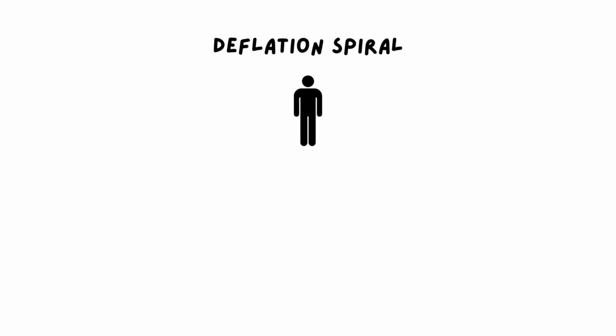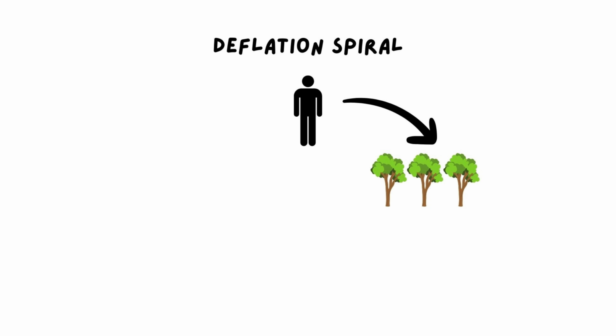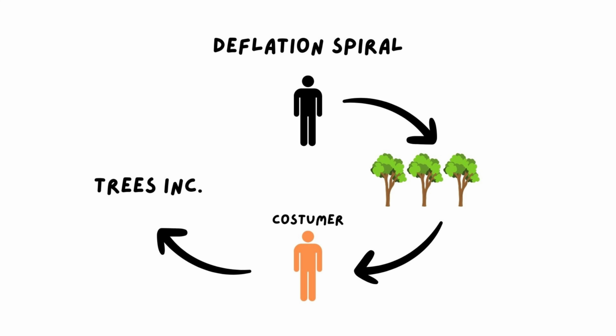A deflationary spiral is pretty simple. It all starts with you, this little guy. Let's say you work growing trees for a living. These trees then get sold to customers who pay the business in exchange, and then that business pays you as their employee. Now, here's the bad part.